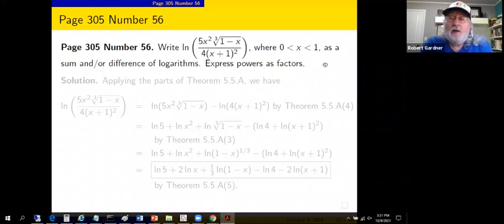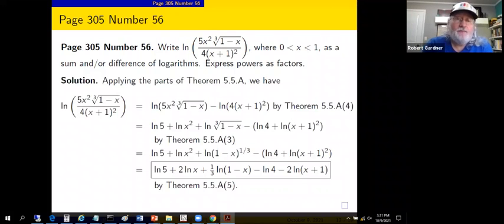Okay, write this as a sum or difference of logs, express powers as factors, that is expand this out using the properties of logarithms. Okay, so we'll just go through those properties, starting with the quotient. You want to start with something else, start with something else. I'm going to start with a quotient. And we have the log of a quotient. That would be the log of the numerator minus the log of the denominator, property 4. Log of a quotient is a difference of logs.